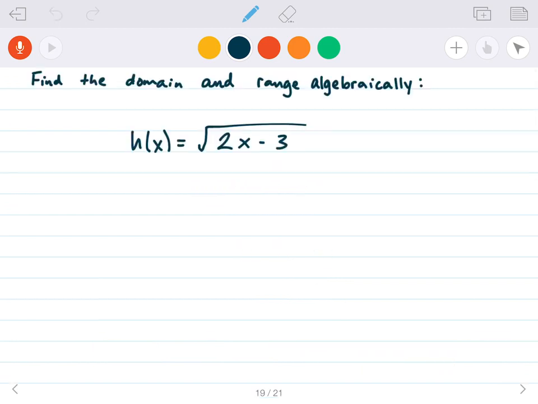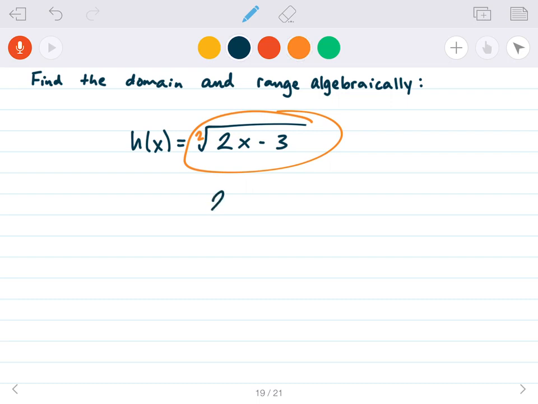All right. Okay, so we have a problem. We don't have a denominator, but we have a radical. In particular, we have an even indexed radical, and the index is this guy right here. It's understood to be 2. So what's the restriction?